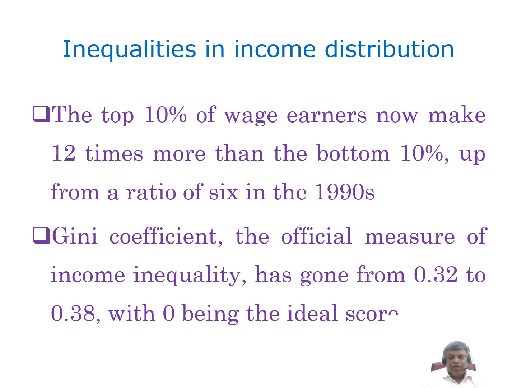power of labor unions. Some key factors behind the increase in within-country inequality noted in the literature include technological progress, globalization, commodity prices, domestic economic policies, and labor market and product market policies. The top 10% of wage earners now make 12 times more than the bottom 10%, up from a ratio of 6 in the 1990s. The Gini coefficient, the official measure of income inequality, has gone from 0.32 to 0.38, with 0 being the ideal.